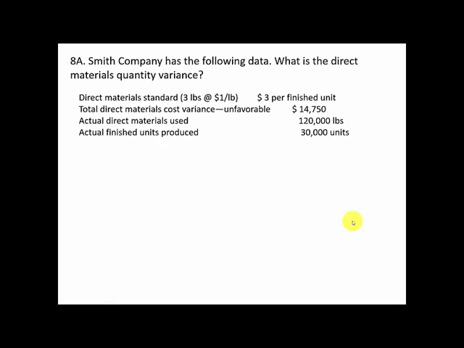Number 8A. Smith Company has the following data. What is the direct material quantity variance? Okay, they gave us direct material standards of 3 pounds at $1 a pound, which is $3 per finished unit. The total direct material cost variance is unfavorable to the tune of $14,750. Actual direct materials used are 120,000 pounds. Actual finished units produced are 30,000 units. And so we want to know, what is the direct material quantity variance?